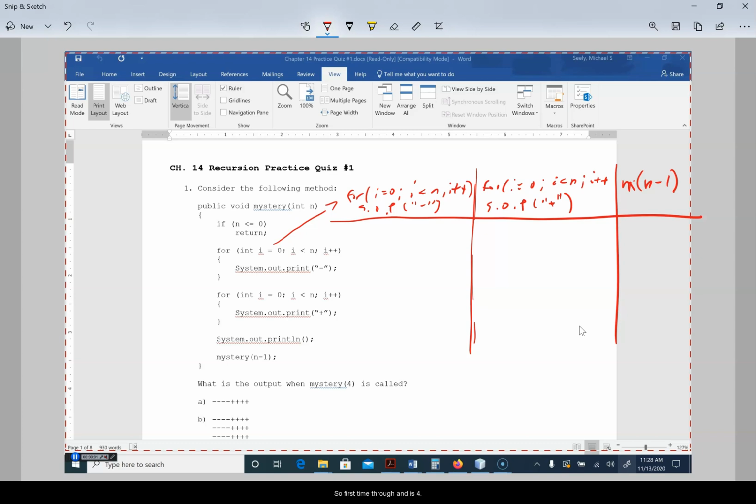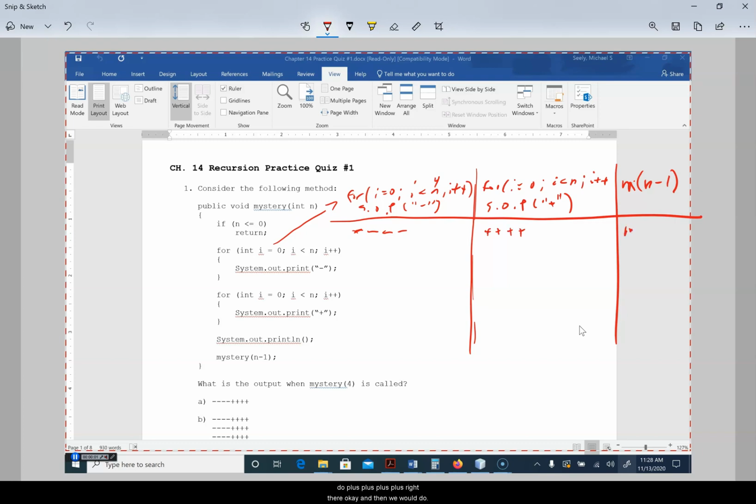So first time through, n is 4. So 0 is less than 4, so it'd be a dash, and then we add 1, so is 1 less than 4, we do a dash, then 2 less than 4, then 3 less than 4. And then i would become 4, so 4 is not less than 4, so we're done with that. It's the same thing here, so we would just do plus, plus, plus, plus right there.